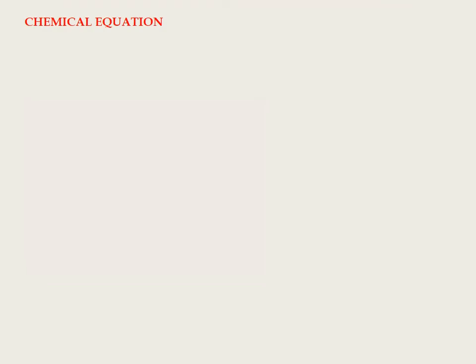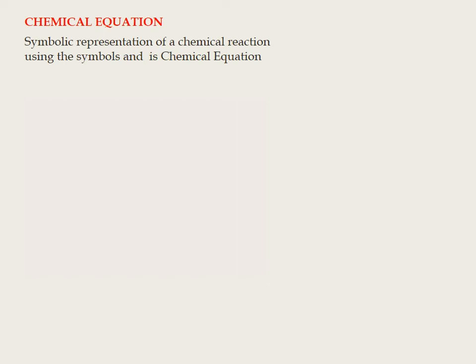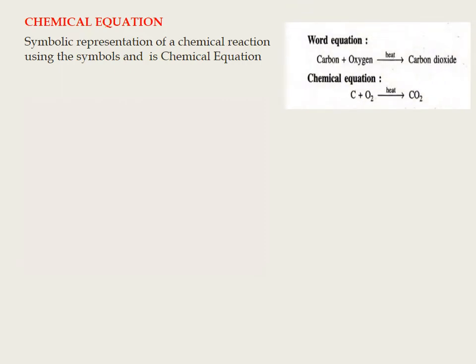Let's know what a chemical equation is. A chemical equation is a symbolic representation of a chemical reaction using the symbols and formulae of the substances involved in the reaction. For example, burning of coal in air is a chemical reaction in which a new substance, carbon dioxide, is formed. The reaction can be represented either by a word equation or a chemical equation.